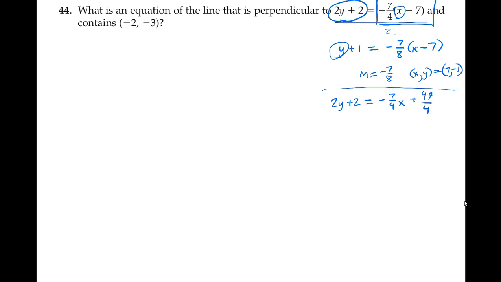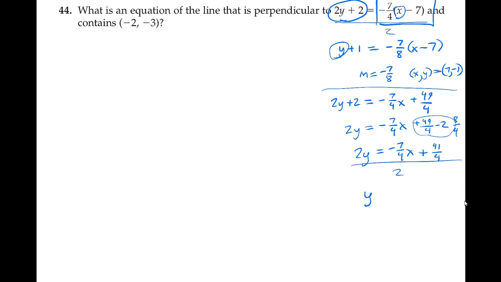Okay, we'll move those numbers over the other side. So we got 2y equals negative 7/4 x plus 49/4 minus 2. Now we're actually not going to care about this because all we really care about is the slope. But let's do it anyways. Okay, so minus 2 is 8/4. So this is 2y equals negative 7/4 x plus, and so we had 49, we took 8 away, so now we're at 41/4. Okay, then we divide everything by 2. So this is now y equals negative 7/8 x plus 41/8.